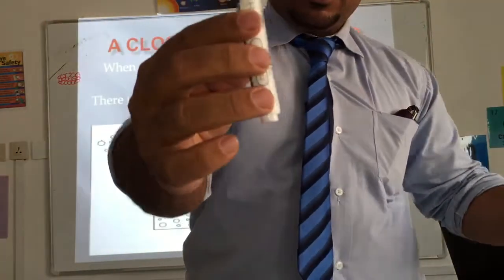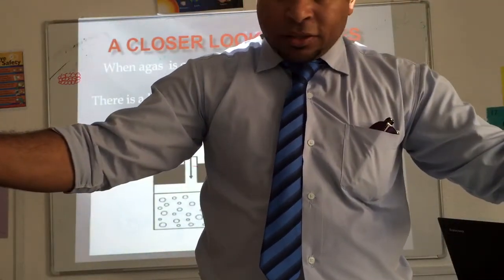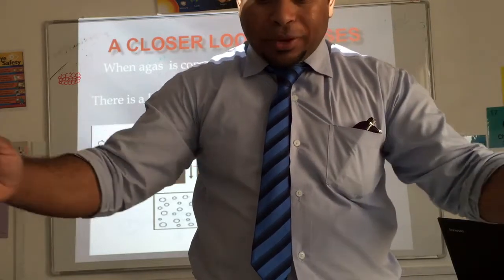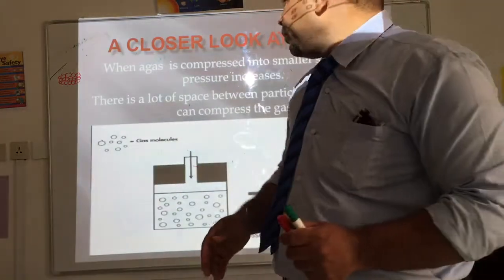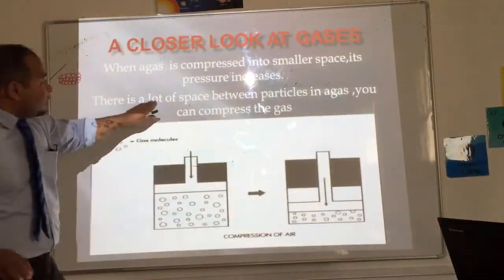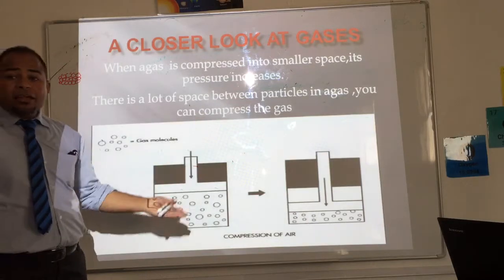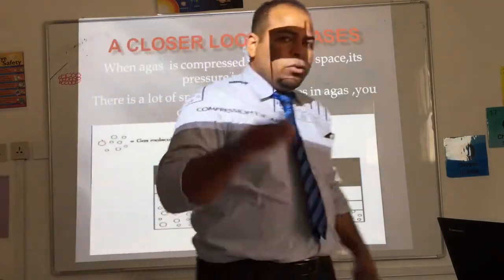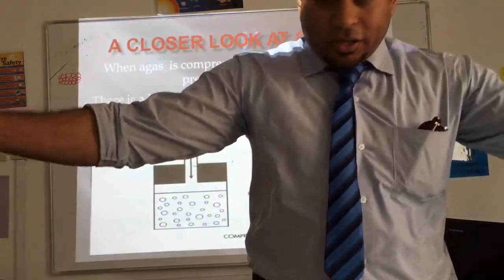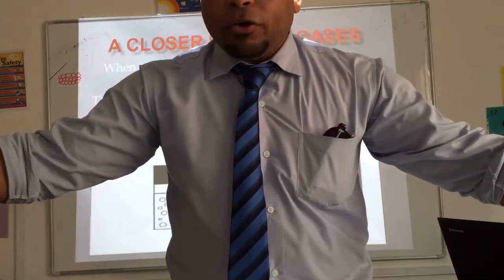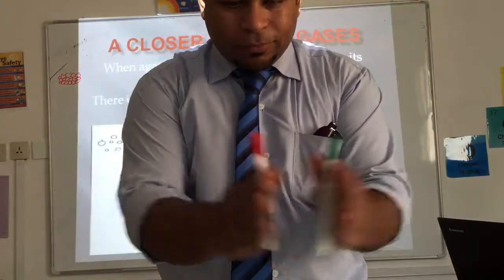If you have gas particles, look at the space between particles. Big space, I can compress it. Compress. Okay? There is a lot of space between particles in gas. You can compress the gas. So the question is, why can you compress the gas state very easily? Because the particles are far apart, because there is a big space between particles, so I can compress it.